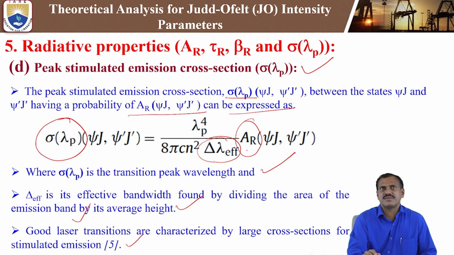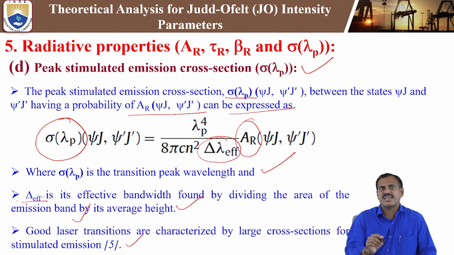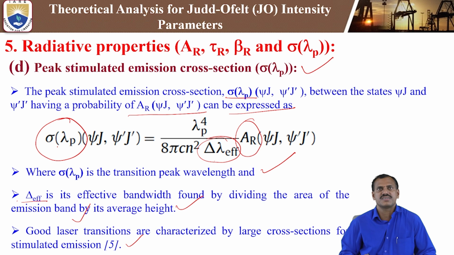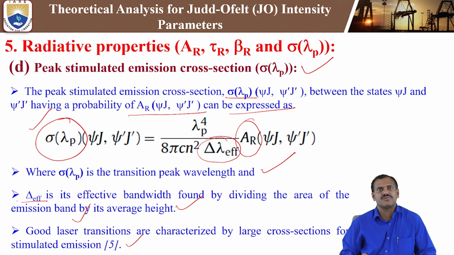To calculate the stimulated emission cross section, we need the emission wavelength lambda p, the transition probability A_RAD value, and the effective bandwidth, that is delta lambda effective. Substituting these three values in this formula, we calculate the stimulated emission cross section. Whenever this value is larger, that is highly useful for good laser applications. This is one of the important parameters in laser glass spectroscopy. So these are the important properties of the Judd-Ofelt intensity parameters and the radiative properties.